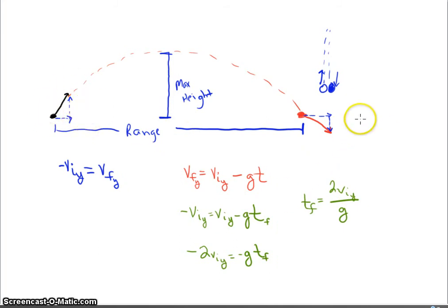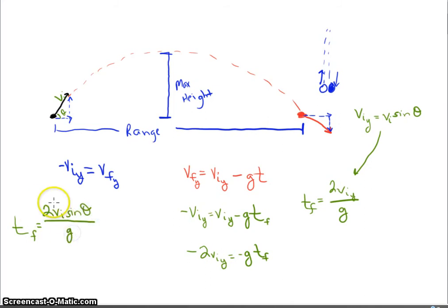So then what I can do is I can say, well, I remember that the initial velocity in the y direction is going to be whatever the initial velocity is, this would be my initial velocity, times the sine of whatever angle I'm launching at. So then I can take that and plug that into here. And what I get is a time of flight equation. And that means that my time of flight is equal to 2 times the initial velocity times the sine of the angle that it's launched at divided by the acceleration due to gravity.